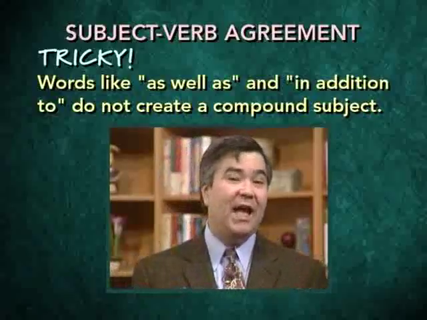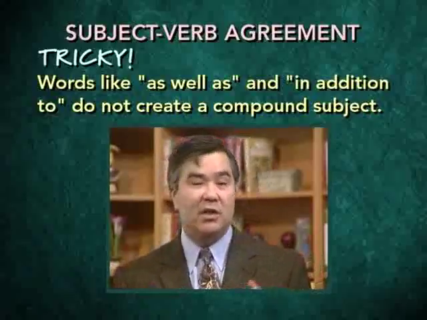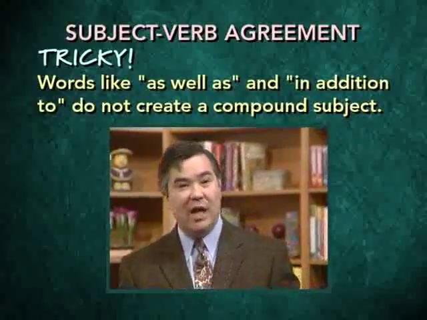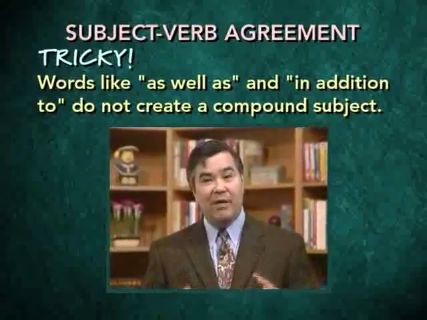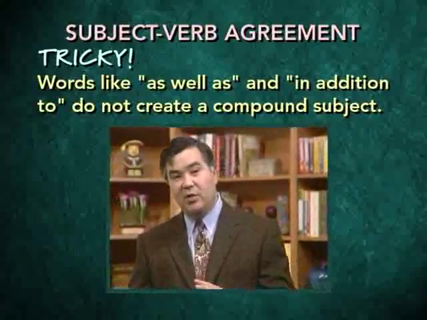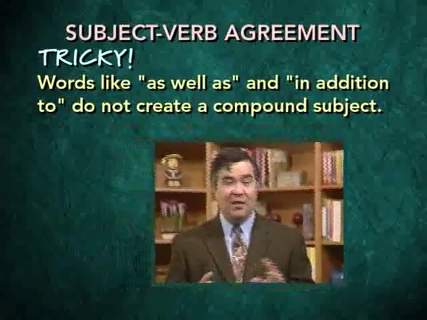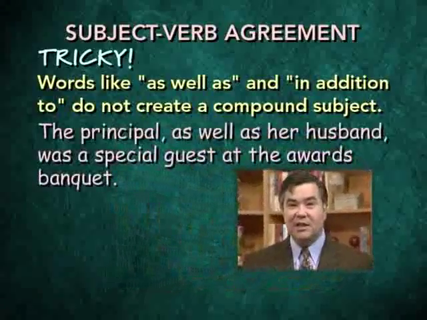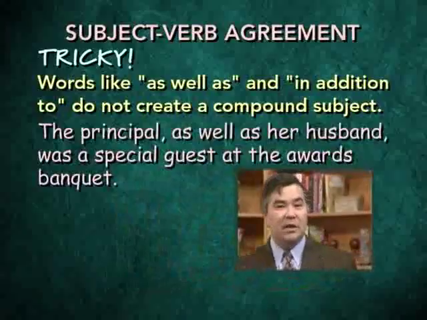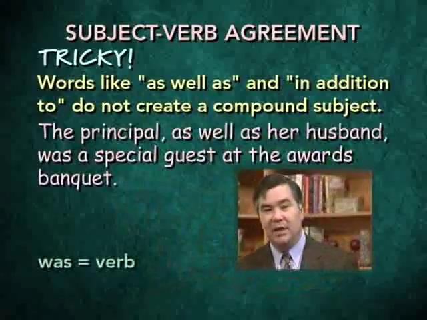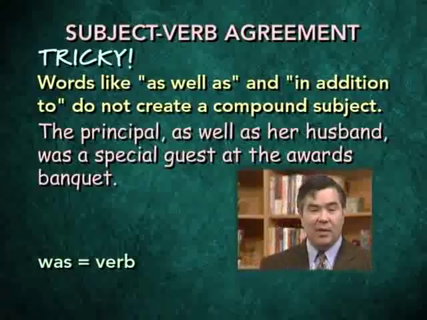The conjunction and creates a compound subject when it's used to join two words or phrases describing subjects of the verb. However, when the phrase as well as or the phrase in addition to is used in place of the conjunction and, the effect is different. Take a look at this sentence. The principal, as well as her husband, was a special guest at the awards banquet. The verb is was. What's the subject?